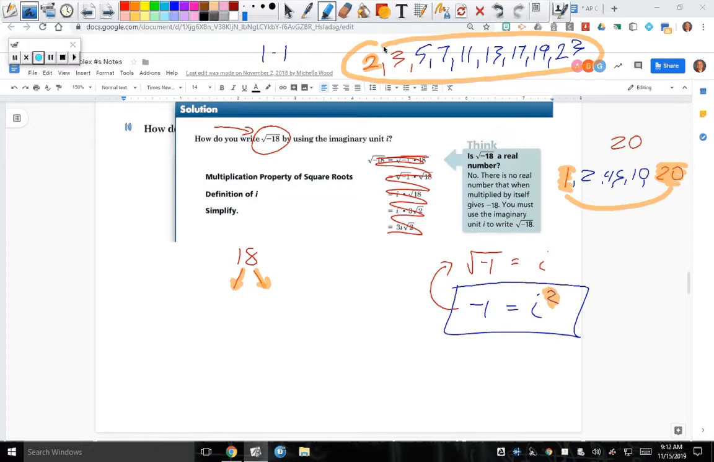Okay, so here we go. 2 and 9. Whoops, let me do it like this. 2 and 9. I know to stop here at 2 because 2 is prime, so no more breaking that one up. But then I can come over here and next level break this into 3 and 3. And I know I need to stop right here because 3 is prime. So 18 is the same as 2 times 3 times 3.